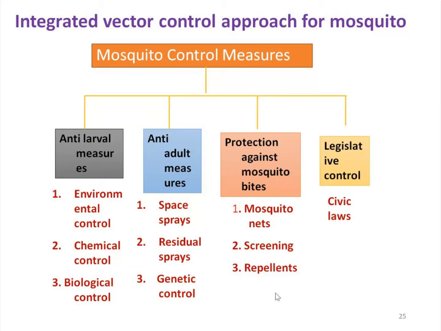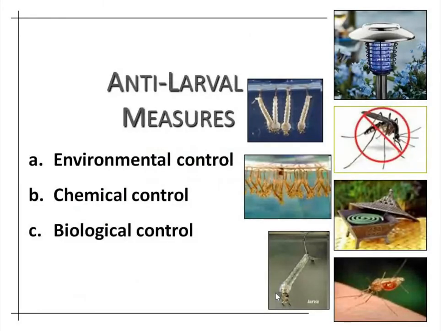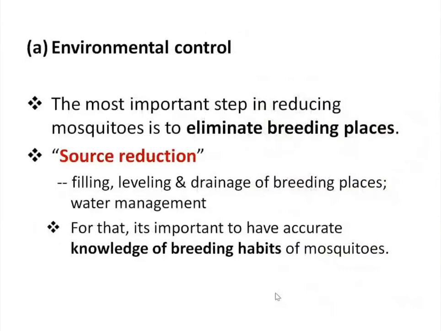So let's see these things in detail. First is the anti-larval measures. Anti-larval measures are basically classified into three types: environmental control, chemical control, and biological control. So let's see what these are. Environmental control is the most important step in reducing the mosquitoes, to eliminate the breeding places. This is an important step because it is irreversible, meaning once you eliminate the breeding places, they don't appear again.